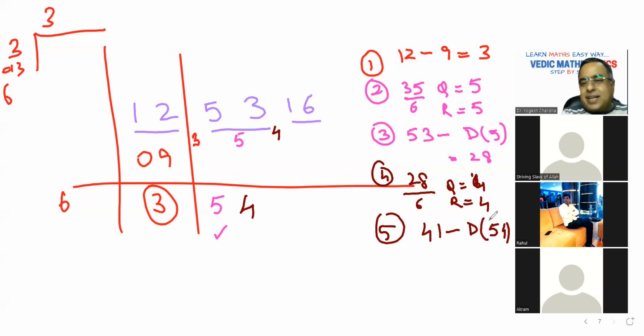Please try to understand. So what is duplex of 54? 5 into 4 is 20, into 2 is 40. So the answer would be 1. Correct?